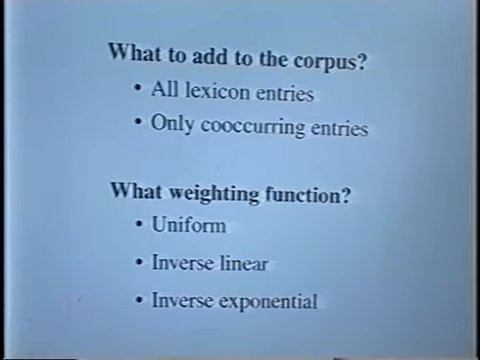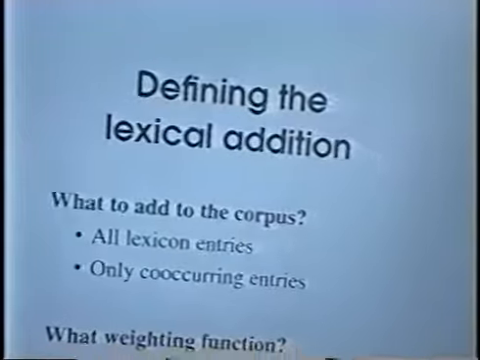Our baseline was just a uniform weighting, where we assigned the same weight to all dictionary pairs. We had an inverse linear weighting function and an inverse exponential weighting function, and these were both inverse with respect to frequency, because we expected the dictionary to have better results on less frequent words, so we wanted to give those dictionary entries a higher weight.